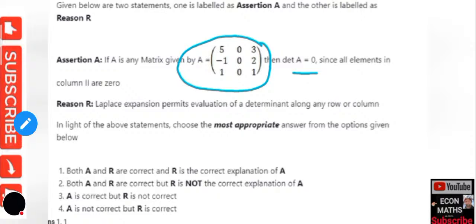So we take the column here. We take the determinant along this very second column, and we see that since all the elements are 0, its determinant will also be 0. So I hope I make myself clear. I will make a video on the Laplace expansion also.